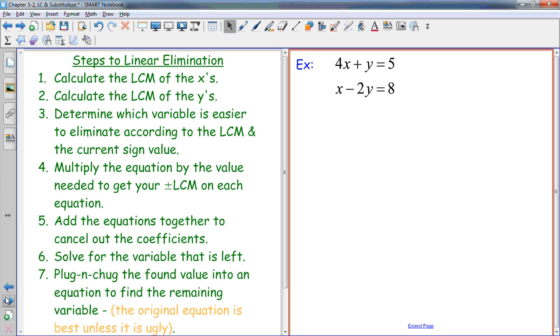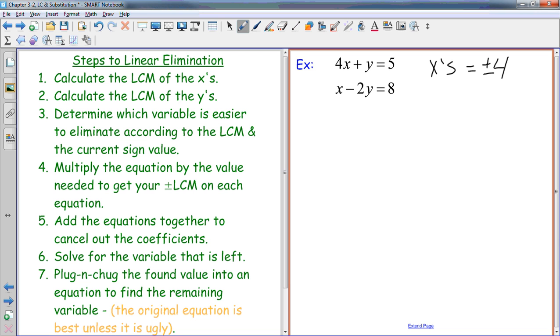Step 1, calculate the least common multiple, or the LCM, of the x's, or the coefficients of the x's. What are my 2 numbers, or coefficients, for my x's? 1 and 4. What's the least common multiple of 1 and 4? 4. Yes, 4. Now, since we want to cancel them out, it's going to be plus or minus 4. Positive or negative 4, because you could get to negative 4 just as easily as positive 4 as the least common multiple.